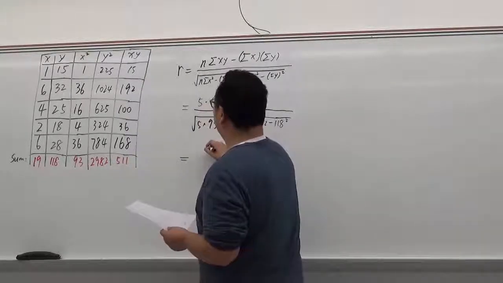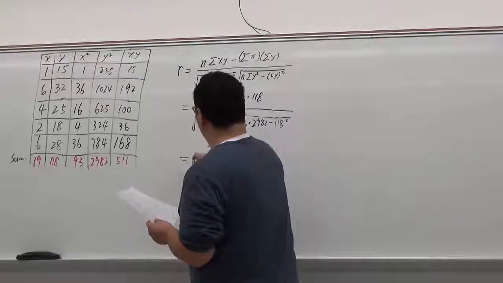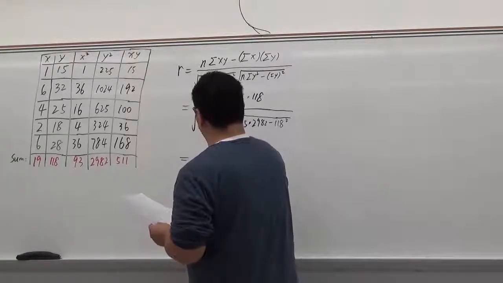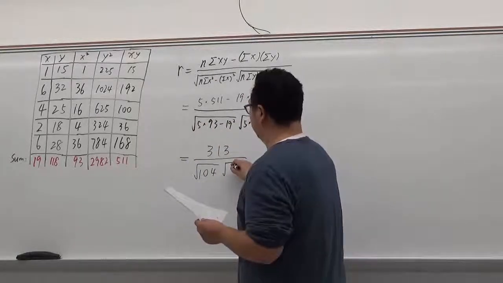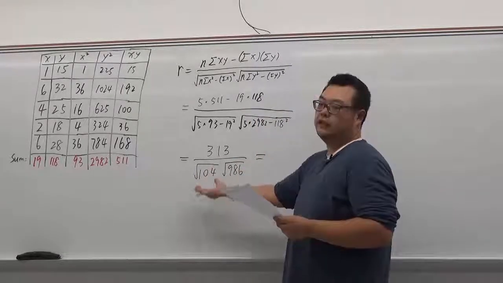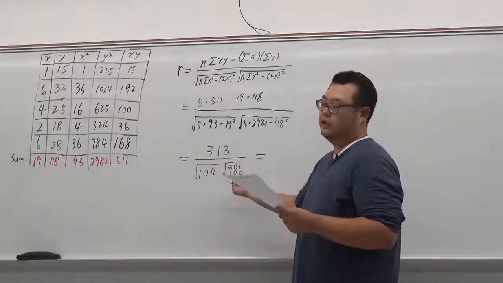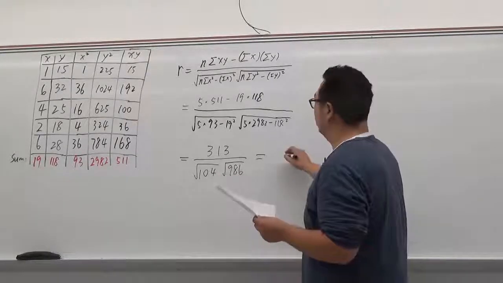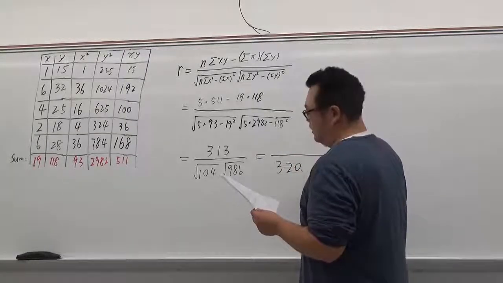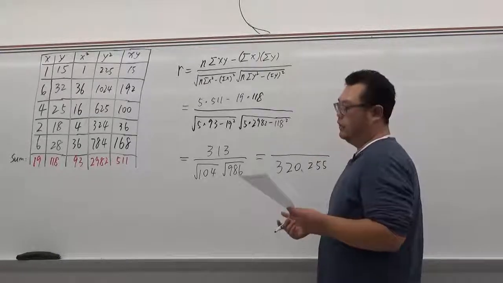When we do the calculation, the top one will give us 313. The bottom first radical will be 104. The second radical will be 986. You can multiply the radicals together, then take the square root, or take the square root of each number, then take the product, it doesn't matter. You could round it. Of course, the more decimals you keep, the more accurate it is, but 3 or 4 digits should be good enough.